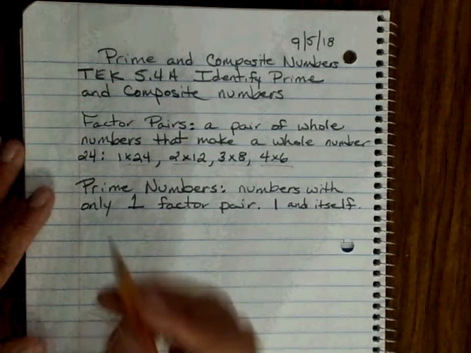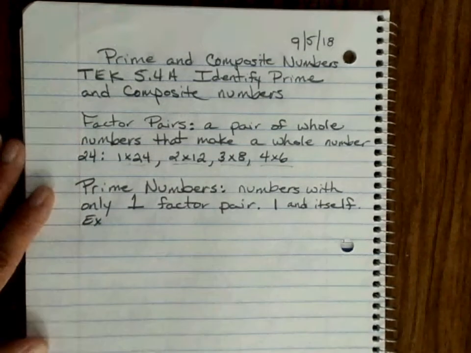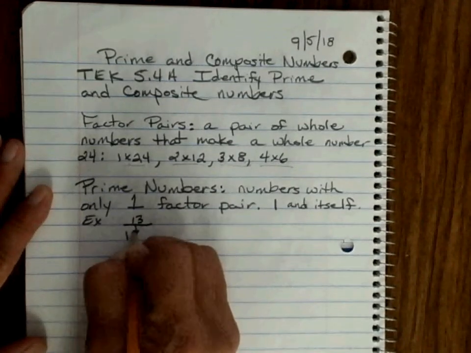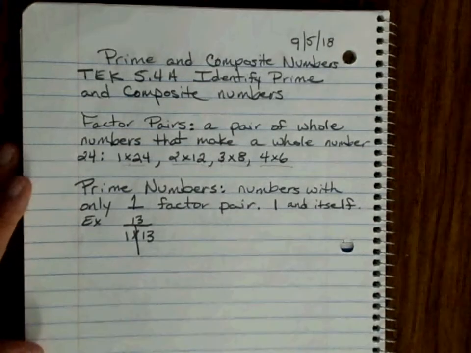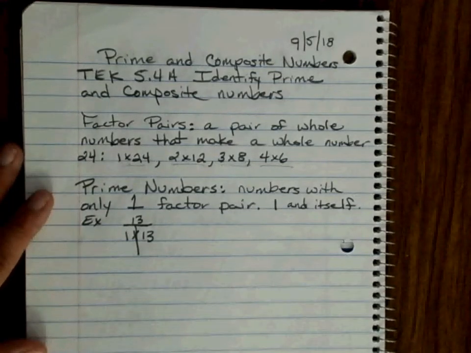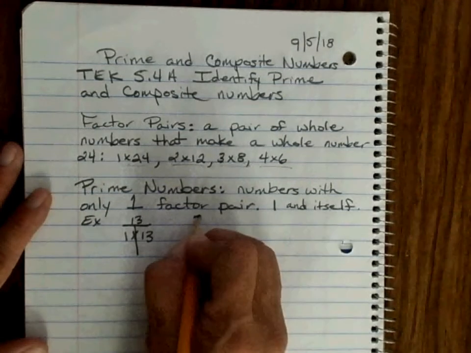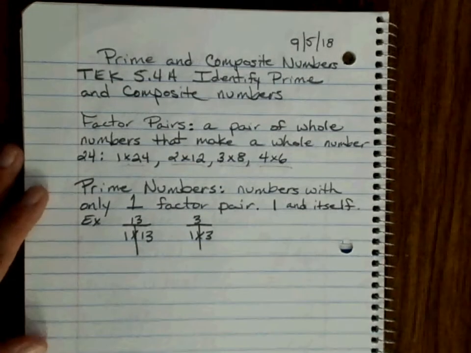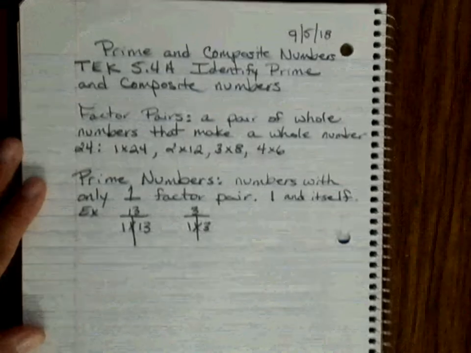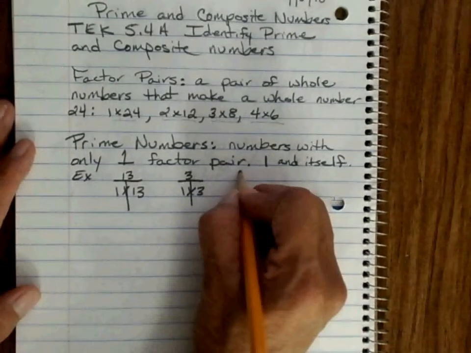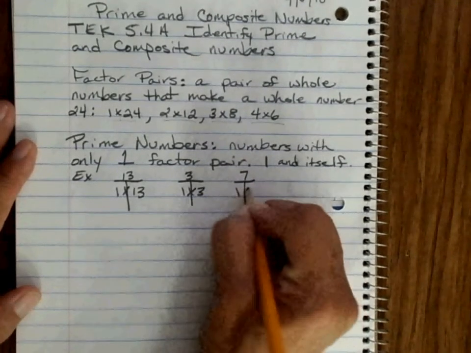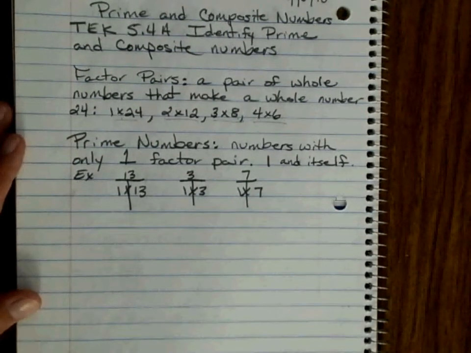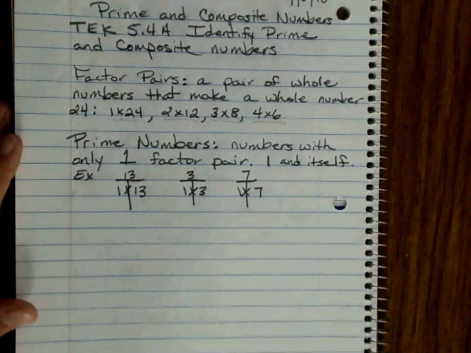So what are some examples of prime numbers? Well, how about 13? 1 times 13. That's the only way you can make 13. How about 3? 1 times 3. And also 7. 1 times 7. Those are prime numbers. They only have one factor pair, 1 and itself.